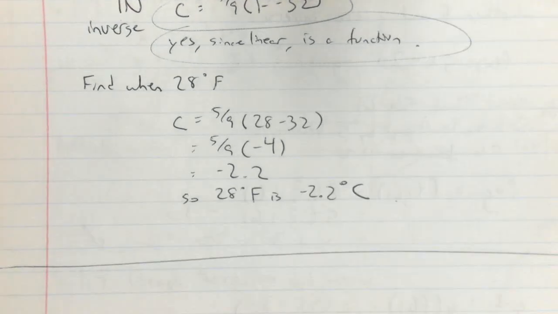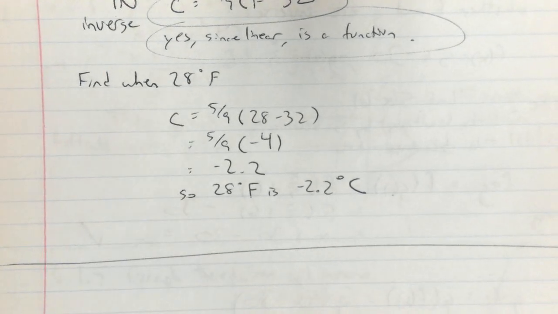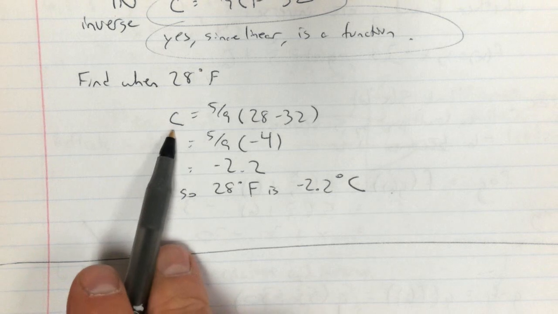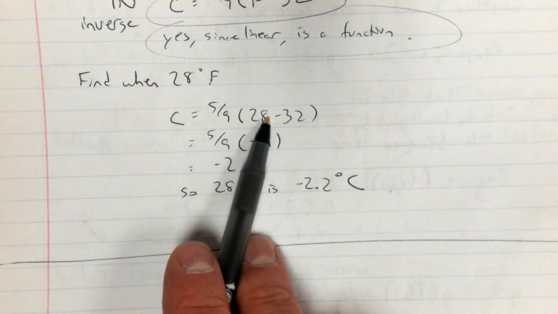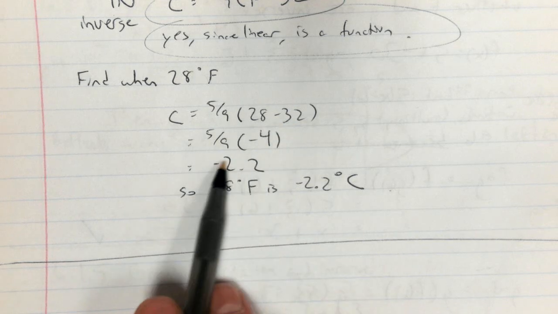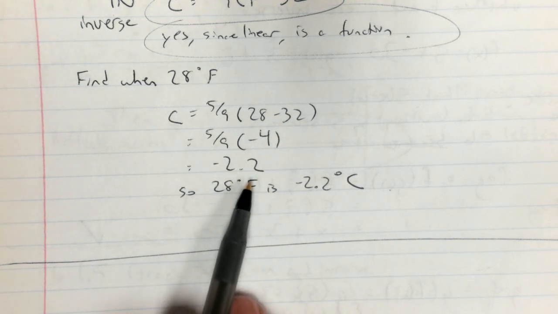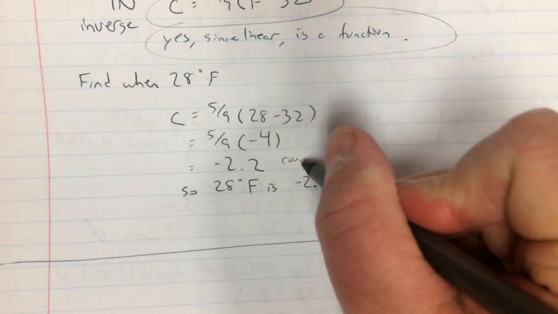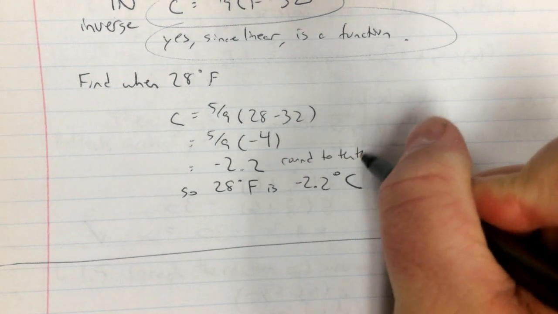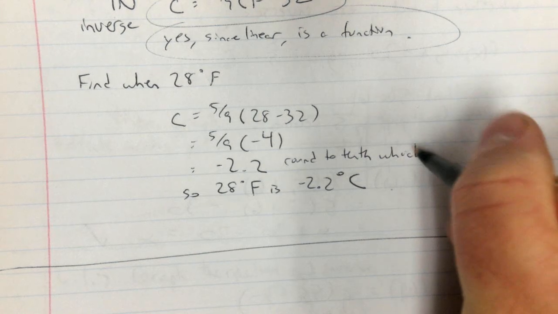This one says find it when it's 28 degrees Fahrenheit. And so you basically put 28 for the f into the inverse function, subtract, and then multiply. In this case, I rounded to the tenth, which is one place.